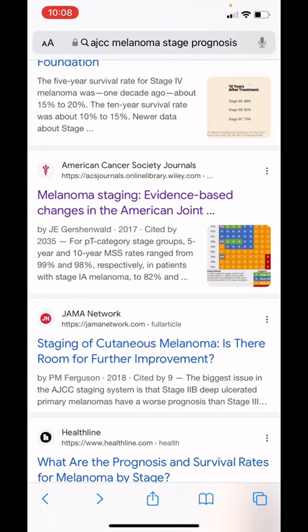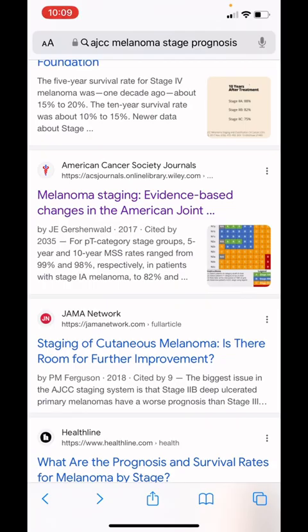The M stands for metastatic disease, and that we figure out by doing a PET-CT scan, an initial staging PET-CT scan for melanoma. So if there is no evidence of metastatic disease, we call it M0. If there is no evidence of lymph node involvement, we call it N0. And let's say, for example, the depth is 4 millimeter with ulceration, that is T4B. So T4B, N0, M0, that makes it stage 2C melanoma.